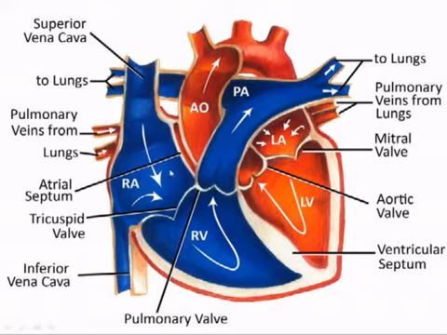And in between the atrium, you have atrial septum. In between the ventricles, you have ventricular septum, and together we call it as auriculoventricular septum. Now let us see the flow of blood, the pathway of blood through your heart.